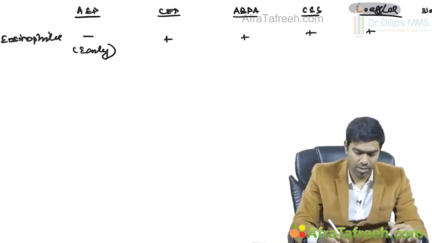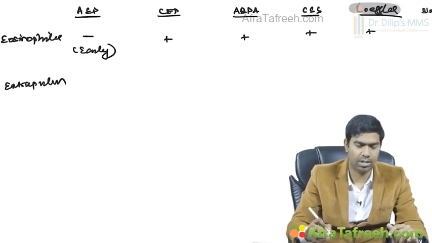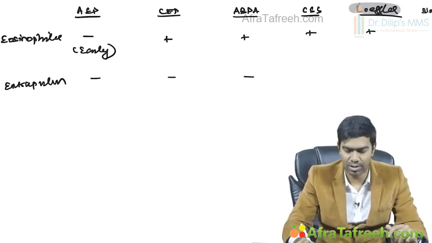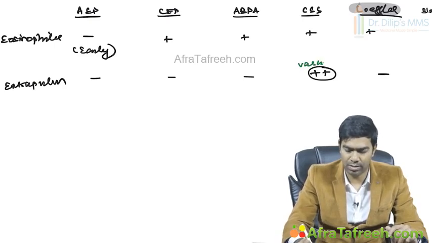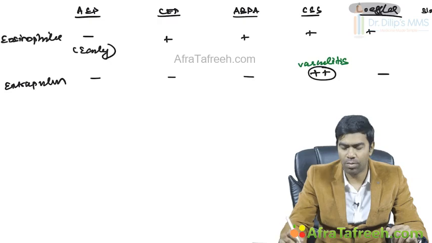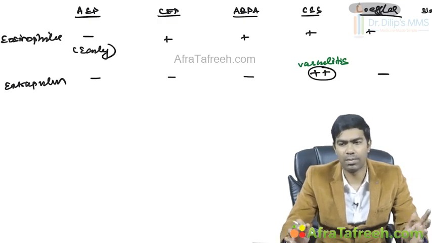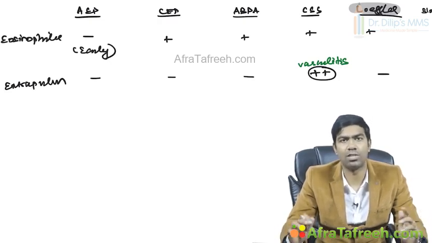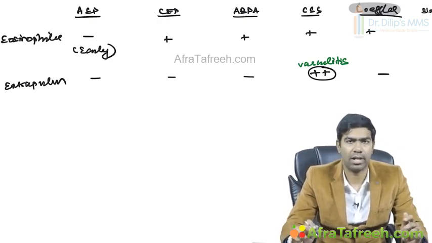At the same time, what about the extrapulmonary involvement? Apart from pulmonary involvement, whether you will get extrapulmonary involvement, very rare in all these diseases except for Churg-Strauss syndrome, because vasculitis, which means you're going to have involvement of the nervous system, or it might be involvement of the heart. In fact, the most common cause of death in Churg-Strauss syndrome is myocarditis and cardiac involvement.